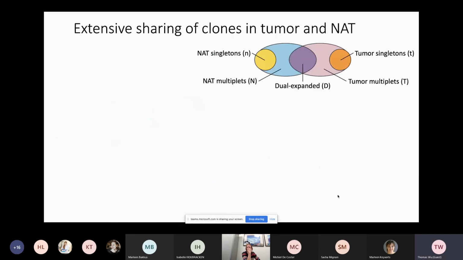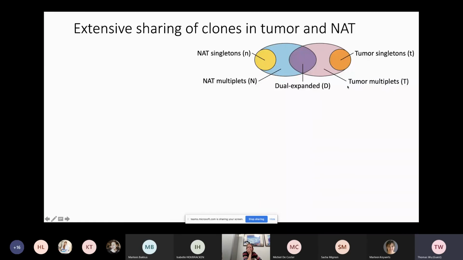So what we first noticed was that there was extensive sharing of clones in tumor and NAT. So if you match up the clones of the cells and group them together, you find that we can classify each of the clones as being one of these types. So either a clone just has a single cell, which we call a singleton. So if that single cell was in the tumor, we called it a tumor singleton. Sometimes you use the small letter T here. And then again, if we had only one cell in the normal adjacent tissue, we call that a NAT singleton. So I also use the color yellow and orange for these.